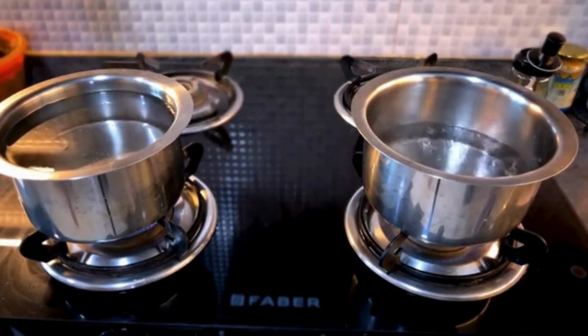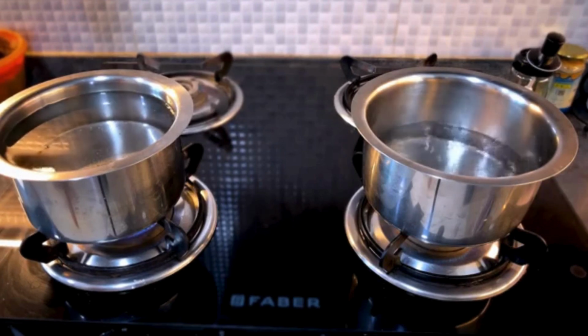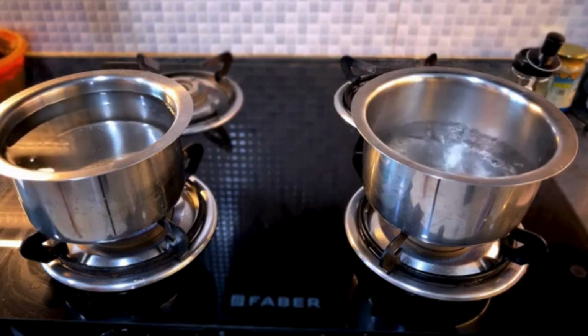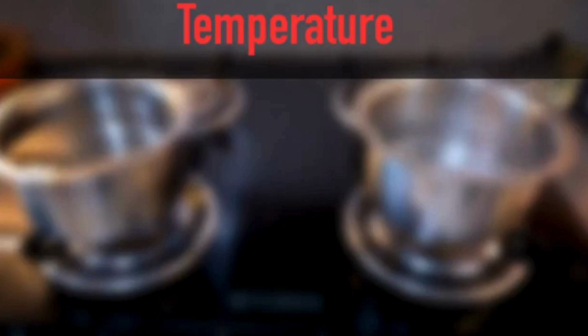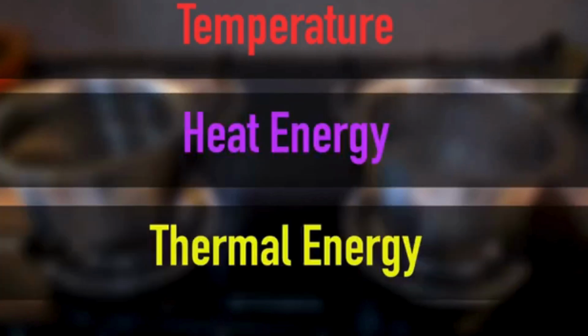That's not very surprising. This means that the one which has less water, its temperature rises quicker and it reaches the boiling point, that is the 100 degrees Celsius, much quicker than the other one. But the question is, why does this happen? Why is it that if you have less amount of water, its temperature shoots faster? Well, to answer this question, we need to understand the difference between temperature, heat energy, and thermal energy. And that's exactly what we'll do in this video.